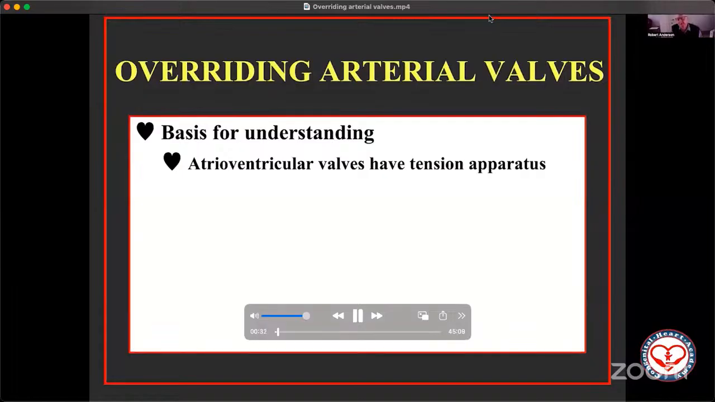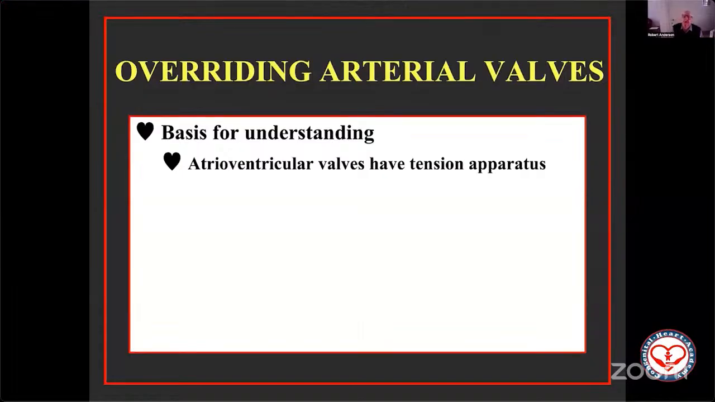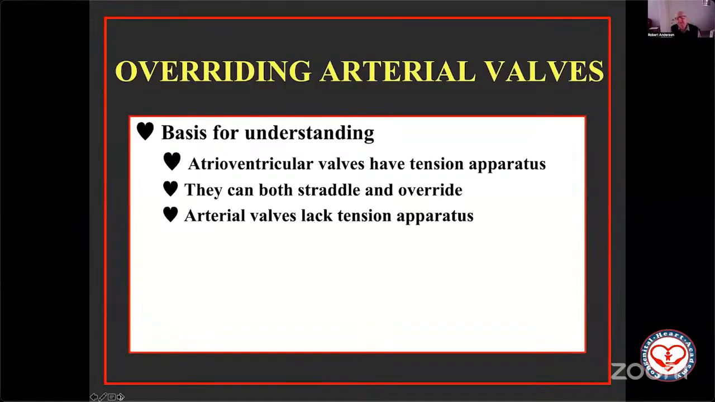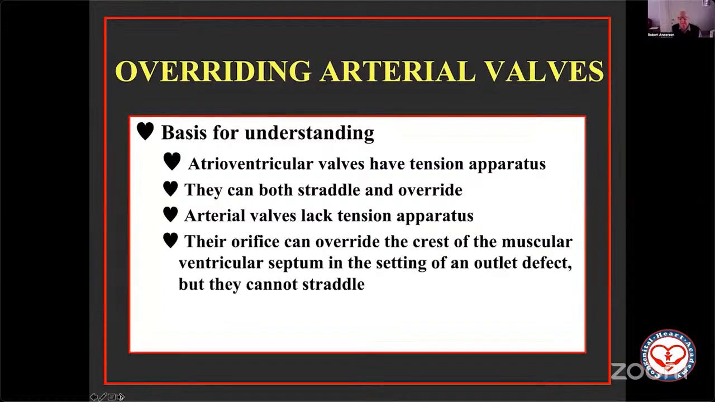Atrioventricular valves. We emphasize that not only do the atrioventricular valves have an orifice, but they also have tension apparatus. That is important because the tension apparatus is then able to straddle, whereas the orifice overrides the crest of the ventricular septum. So today, when we're discussing arterial valves, we have to remember that they lack a tension apparatus. This means the arterial valves cannot straddle, but they can override.